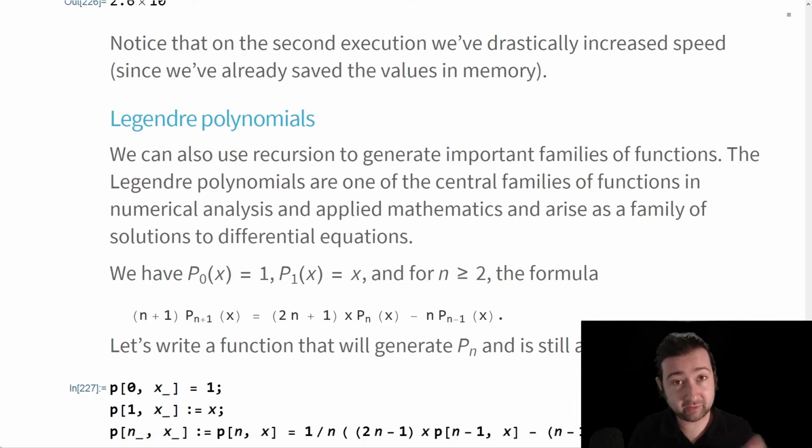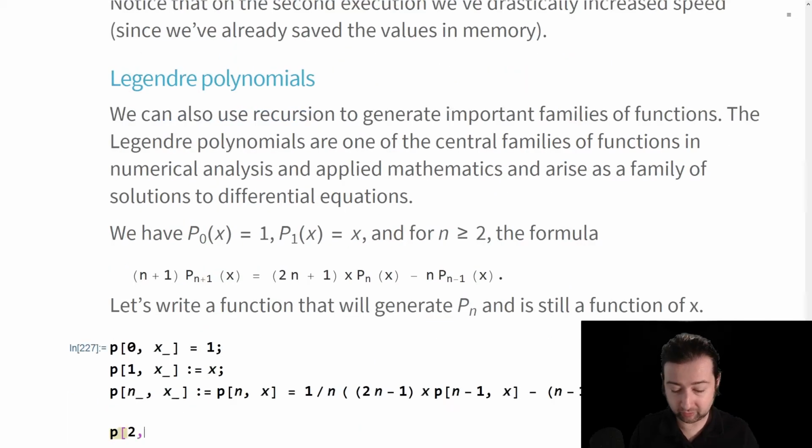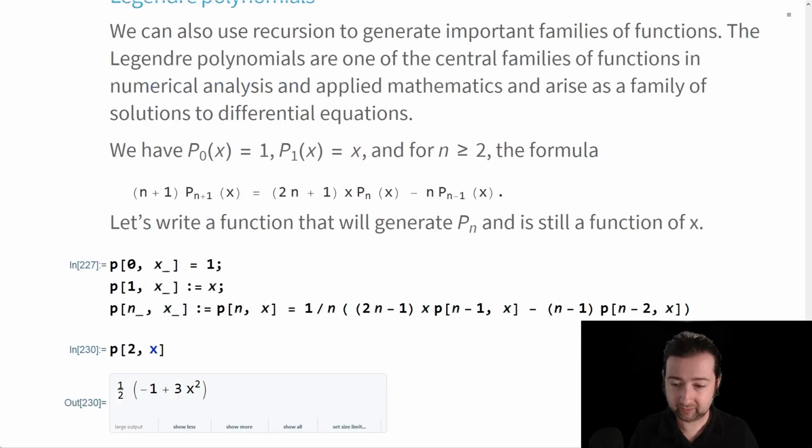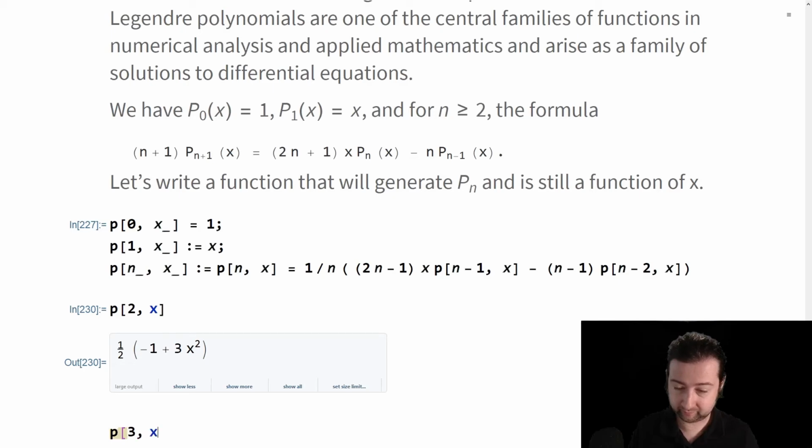So let's actually take a look at some of the values that this thing might spit out. Well, what is, say, p2 of x? That's a good thing to look at. And I happen to know that that is the second Legendre polynomial. Okay, you can go look that up in a table if you like. And we could look at p3 of x.